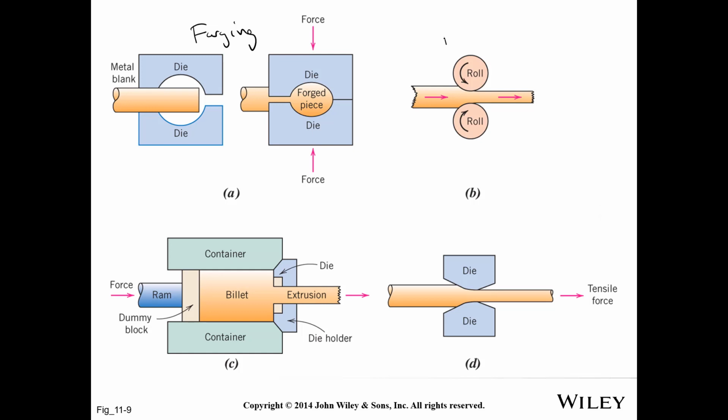We've got rolling here, obviously, on the right. Well, we don't roll things just to get them in the shapes that we want. We roll it because it deforms the metal. It can make it stronger.